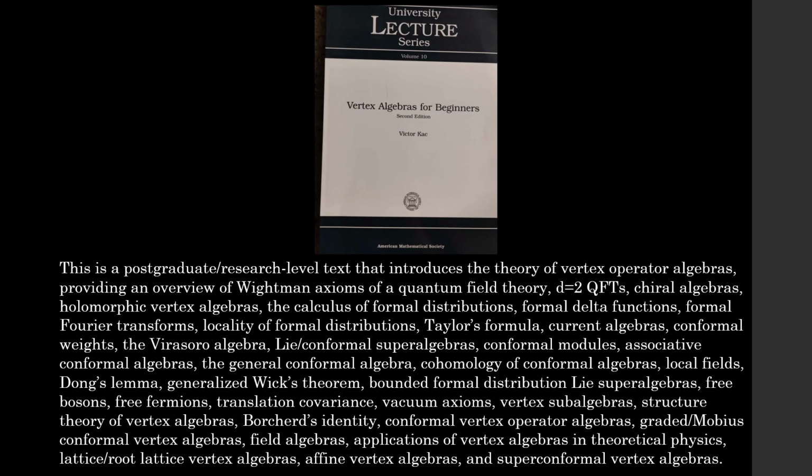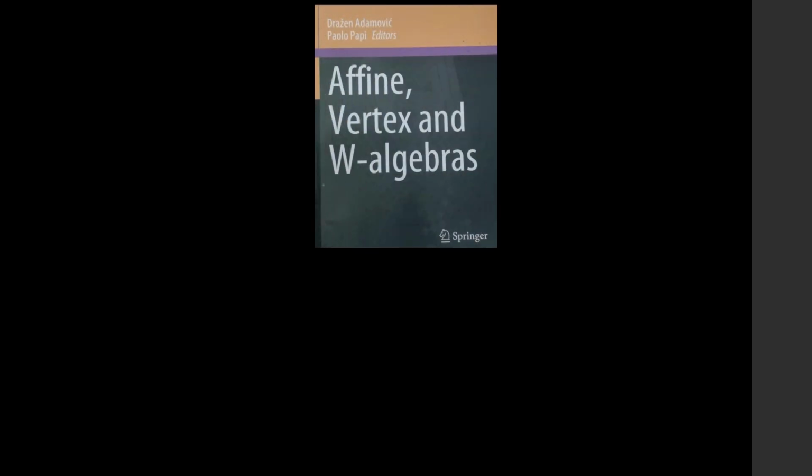So yeah, this starts off with the Wightman axioms of quantum field theory, goes into chiral algebras, holomorphic vertex algebras, current algebras, the Virasoro algebra, then you have your Lie conformal superalgebras, and then all kinds of extensions of vertex superalgebras, including their subalgebras and superconformal variations. So now we have affine, vertex, and W algebras.